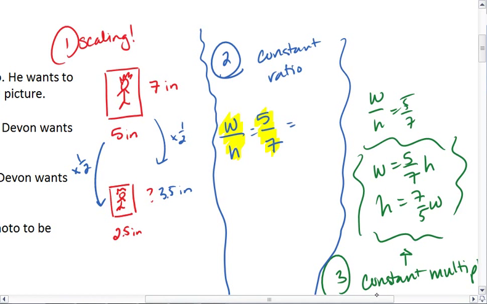If we use a constant ratio, our width is 2.5, we want to know the height. Cross multiply, we get 5x equals 7 times 2.5, which is 17.5. X equals 17.5 divided by 5, which is 3.5.